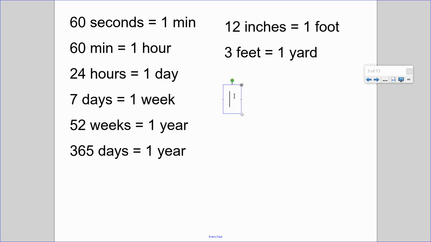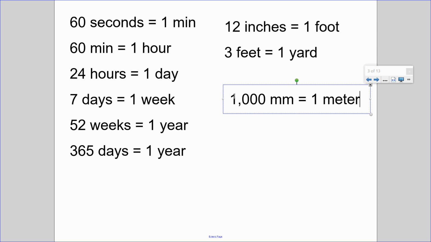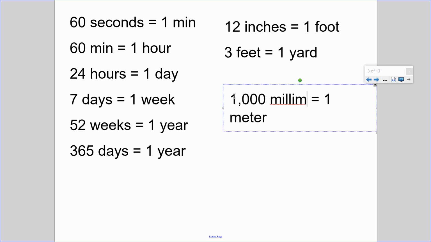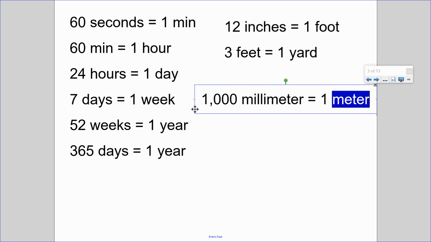Now, the metric system. You're expected to know that there are 1,000 millimeters in 1 meter. Now, this doesn't just go for millimeters, it goes for milliliters, milligrams. Milli means 1,000. So 1,000 millimeters is 1 meter. Let's just write the actual thing. You're expected to know. Let's see if we can just make this bigger. On the flip side of that, millimeters are really small.